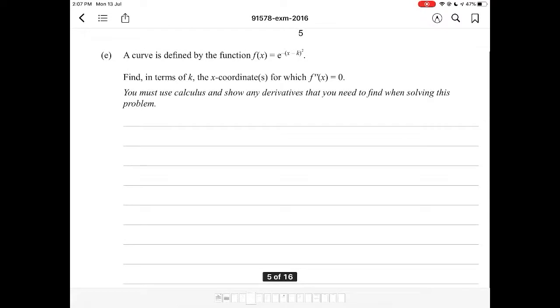Question E. A curve is defined by the function f of x equals e to the power of negative (x minus k) to the power of 2. Find in terms of k the x coordinate for which the second derivative is 0. Right, in this case, we have to differentiate twice to find f double dash of x, then make it equal to 0 and then find x in terms of k.